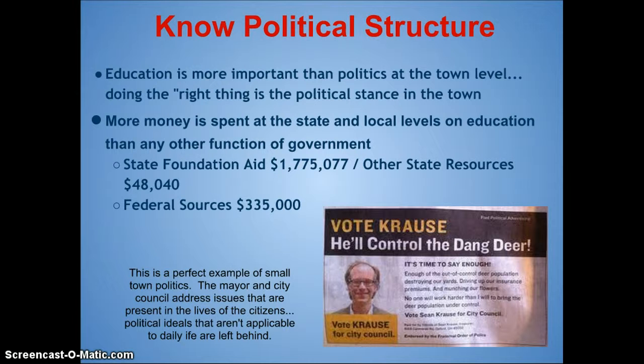Political structure. As far as politics go, education is more important than politics at the town level. Doing the right thing is the political stance in the town, and the right thing is based on those conservative ideals. As far as money coming in from state and federal sources, you have the State Foundation Aid, which provides, you can see, just under $2 billion. Other state resources, $48,040. Federal sources, $335,000. Politics here are all about doing what's right for the people.